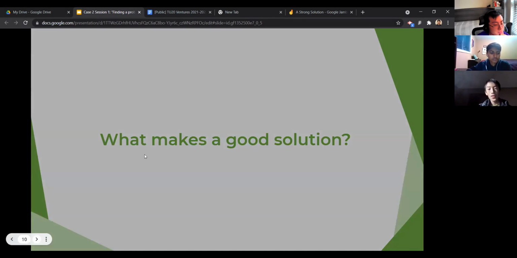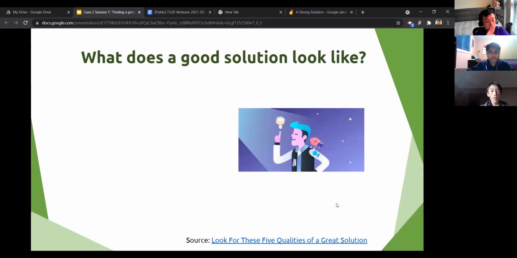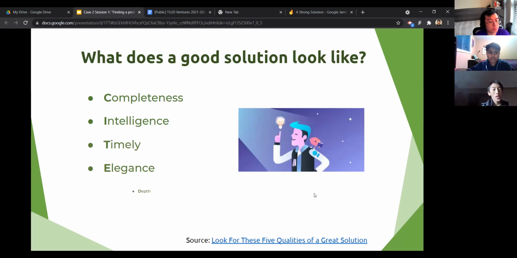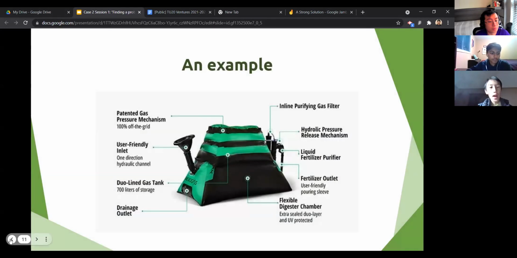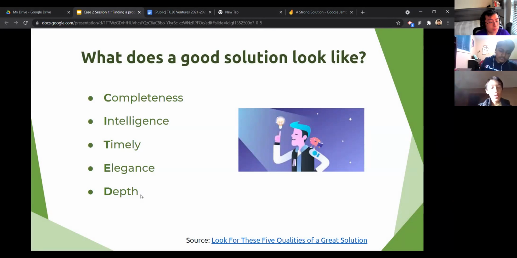So Amo, could you go to the next slide? There are 5 traits which I put together, and it comes from Guy Kawasaki, who is a marketing specialist, and he gives a lot of these talks on how to be successful and empowering strong solutions. It's actually an acronym called CITED, and I made it up so that it could be easy to remember, but it's completeness, intelligence, timely, elegance, and depth.